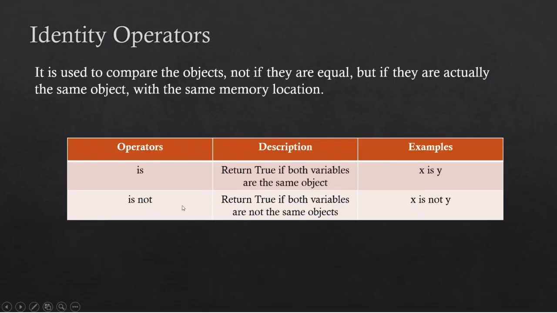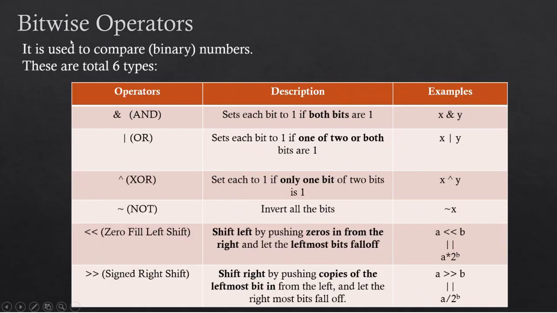Now moving to our bitwise operator. We have already discussed bitwise operators, which do the calculation on the bitwise level, we can say on the binary level. We have 6 types of bitwise operator. The ampersand symbol, we call it the AND operator.